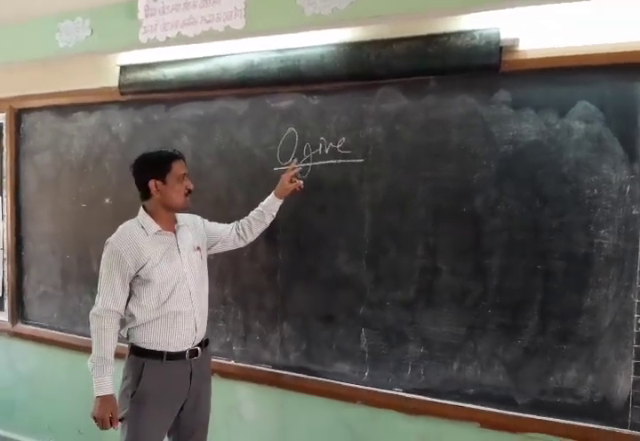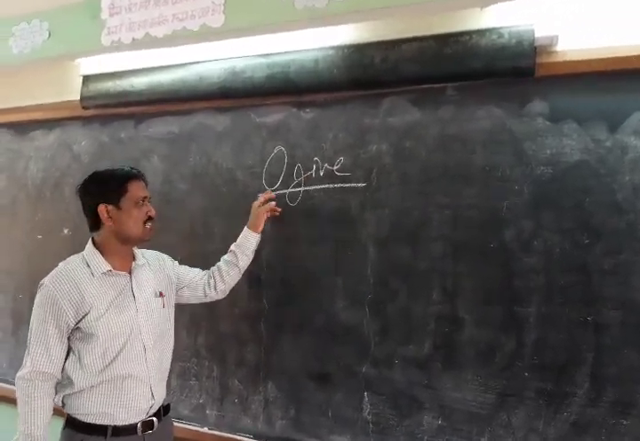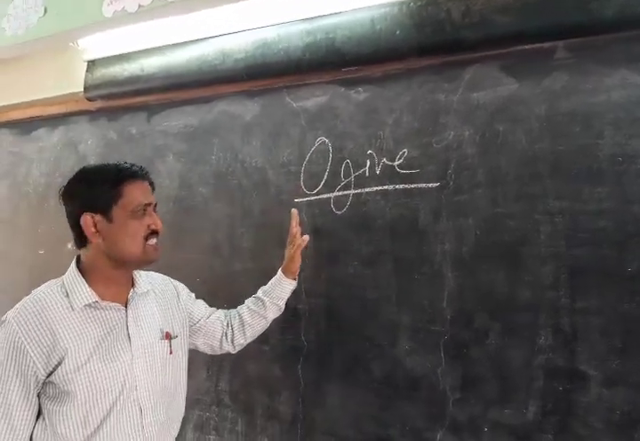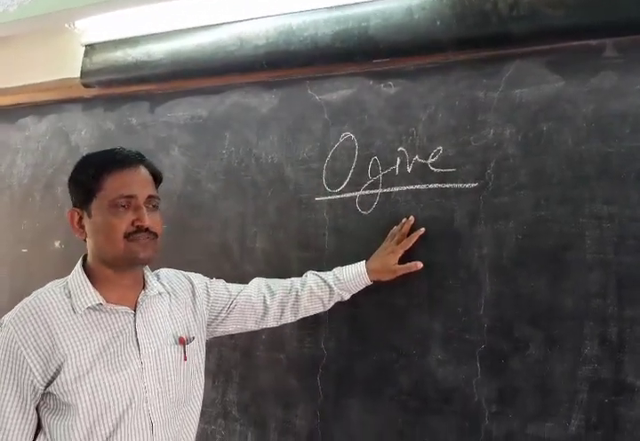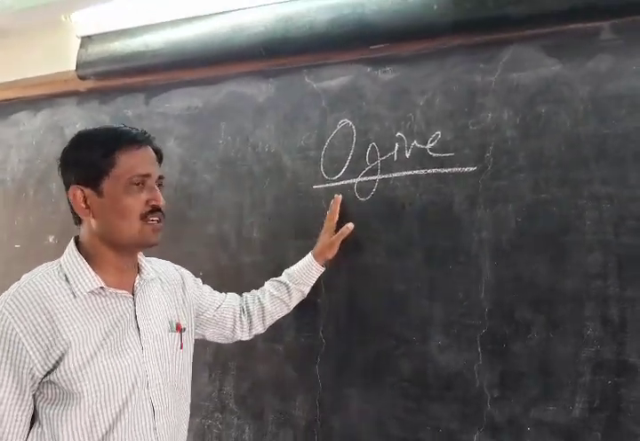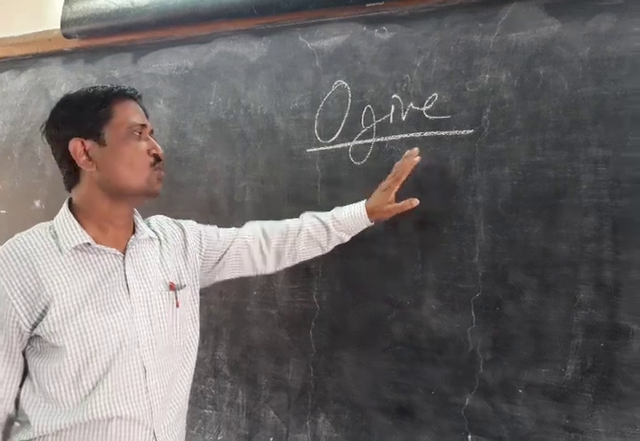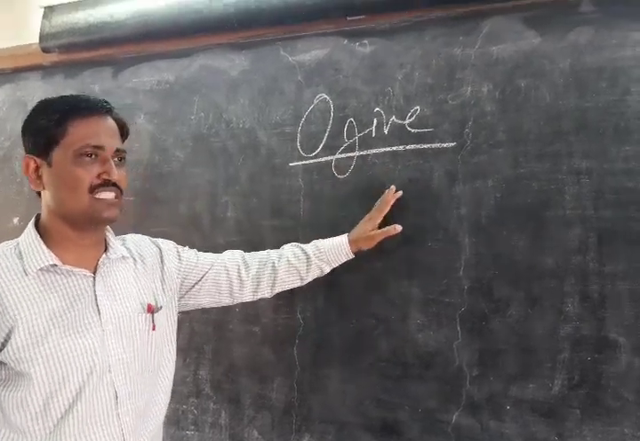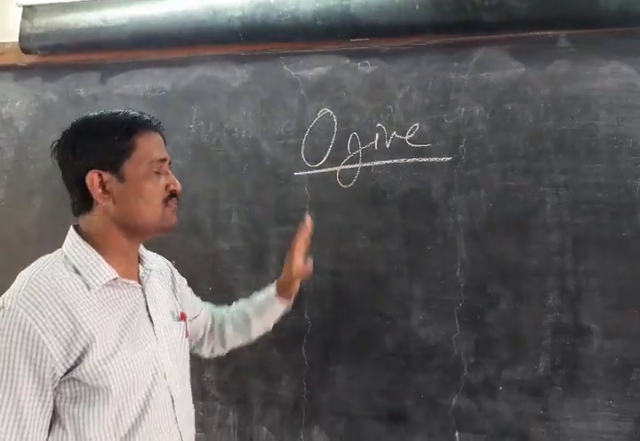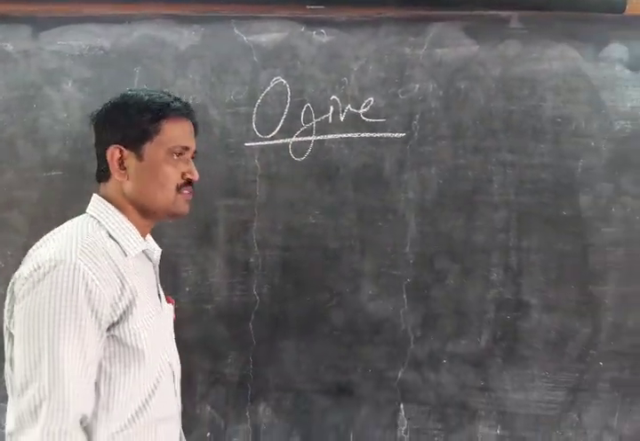Today we will discuss Ogive. So what is Ogive? Ogive is a graphical presentation of frequency distributions. When we present the frequency distributions in a graph, it is one form of graphical presentation of data.